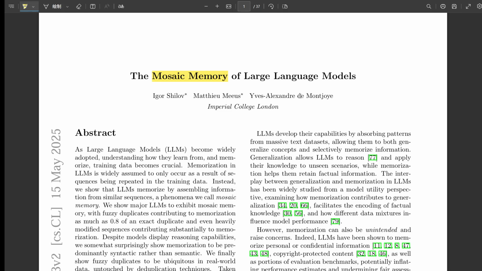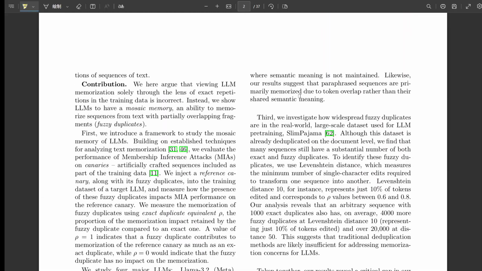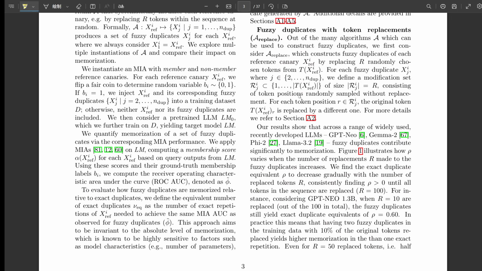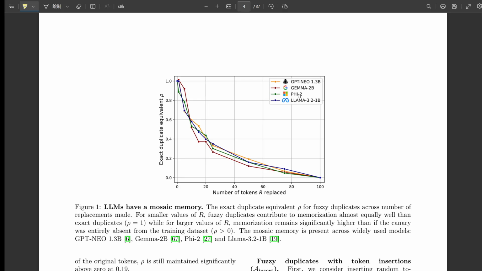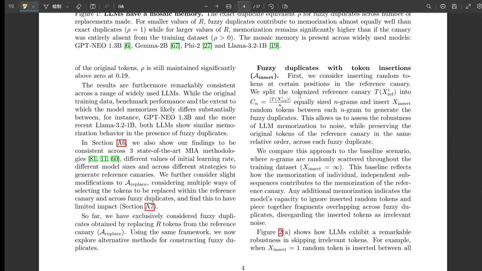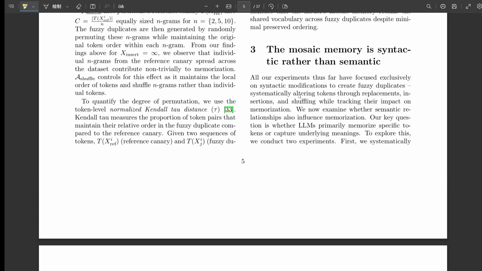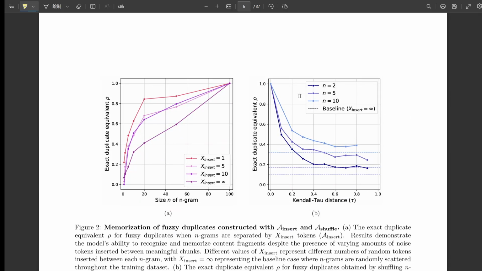Okay, so these fuzzy duplicates are the crucial part. They're like the original canaries, but deliberately messed with a bit. Precisely. They introduced specific controlled changes, things like swapping out some words or tokens, inserting random tokens, even shuffling the word order. These are the fuzzy duplicates, similar, but definitely not identical. Okay, got it. So they put the original canaries and these fuzzy duplicates into the LLM's training data. Then what? Then they ran the membership inference attacks. And an MIA basically tries to figure out if a specific piece of data, like the original canary, was in the training set. By seeing how well the MIA works, they could measure how strongly the LLM remembered that canary.